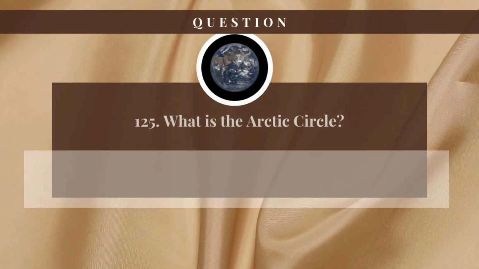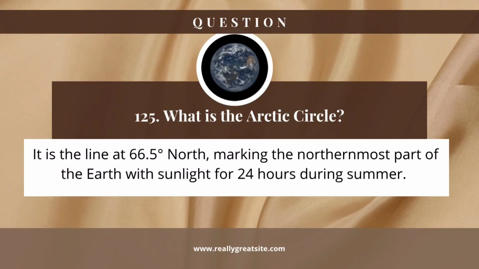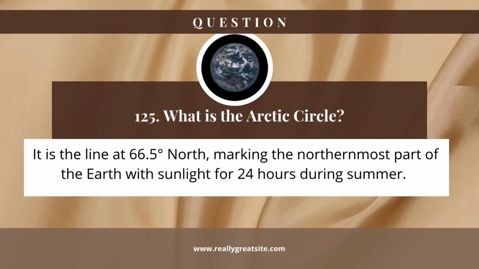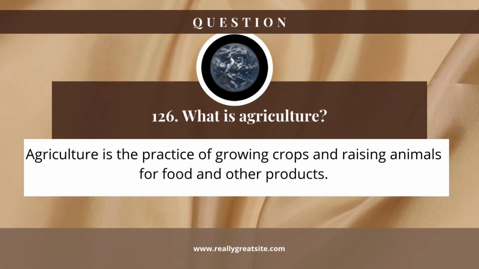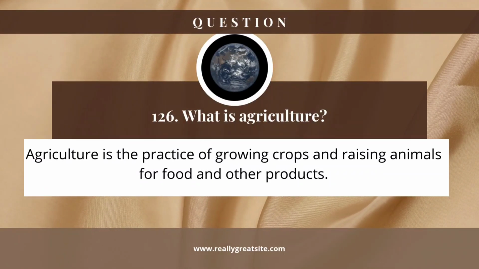125. What is the Arctic Circle? Answer: it is the line at 66.5 degrees north, marking the northernmost part of the Earth with sunlight for 24 hours during summer. 126. What is agriculture? Answer: agriculture is the practice of growing crops and raising animals for food and other products.